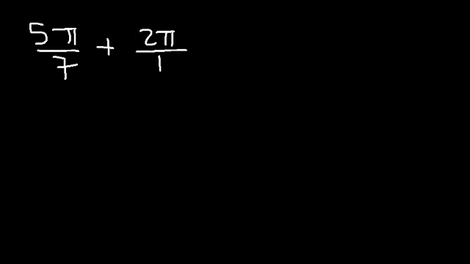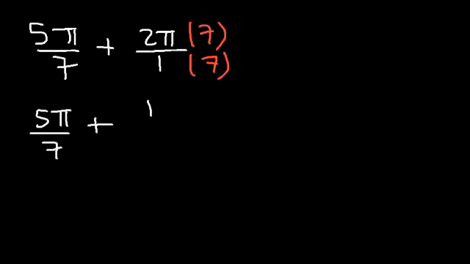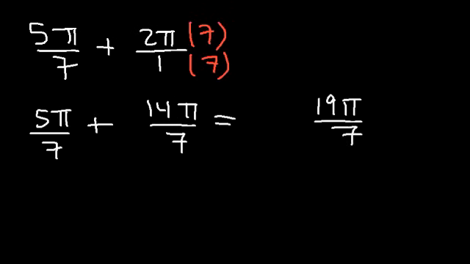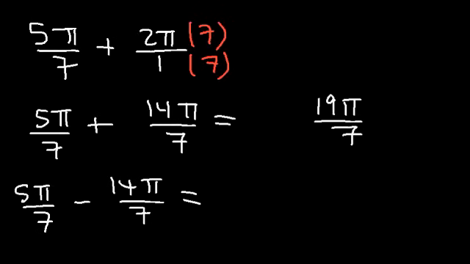This is 2 pi over 1. Now we need to get common denominators. So let's multiply 2 pi by 7 over 7. So what we have now is 5 pi over 7 plus 14 pi over 7. 5 plus 14 is 19. So this is the positive coterminal angle. To find the negative coterminal angle, instead of adding 2 pi or 14 pi over 7, subtract by 14 pi over 7. 5 minus 14 is negative 9. So it's negative 9 pi over 7.